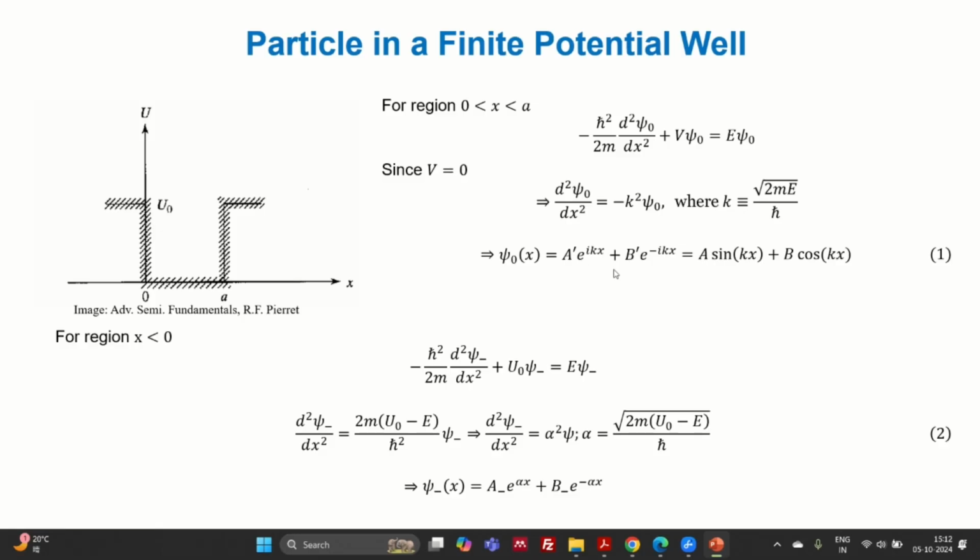Okay, so we have seen that. How did we get this? We expanded this second order differential into two first order differentials, right? d by dx plus iota k into d by dx minus iota k into psi equal to 0, right? That's what we did. We take this here on the left hand side and we expand it. Something similar we can do here, right? So let me do that.